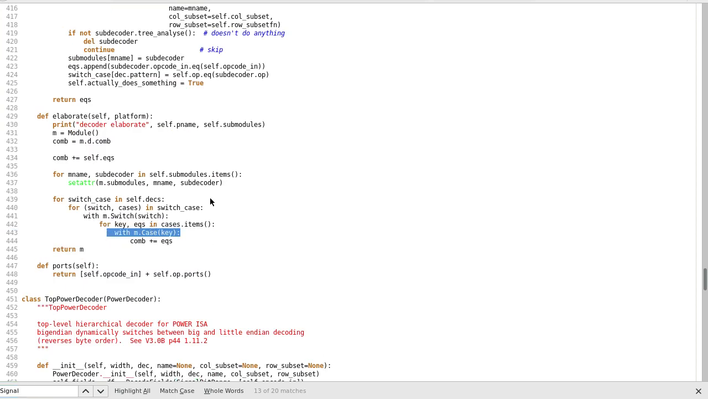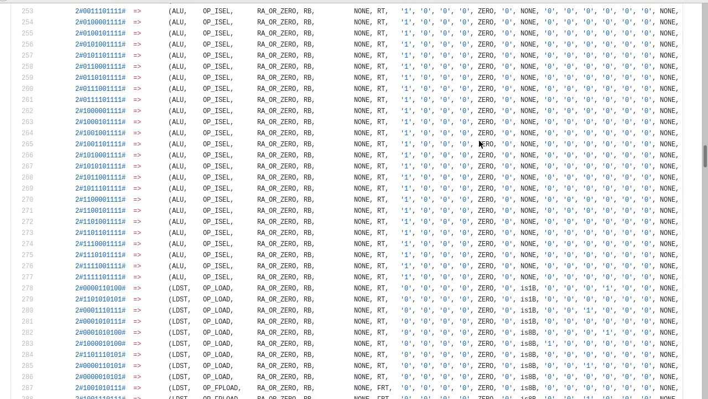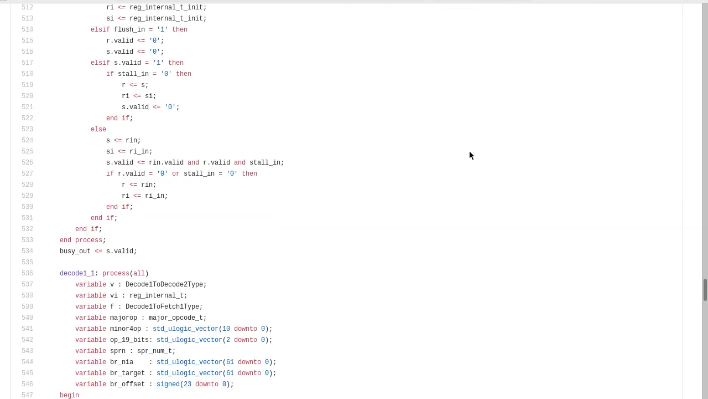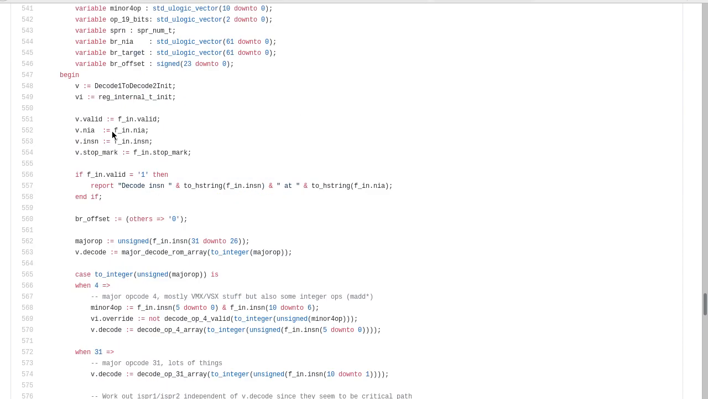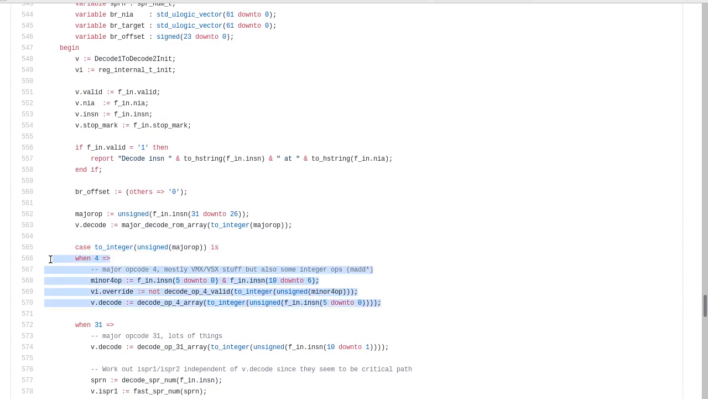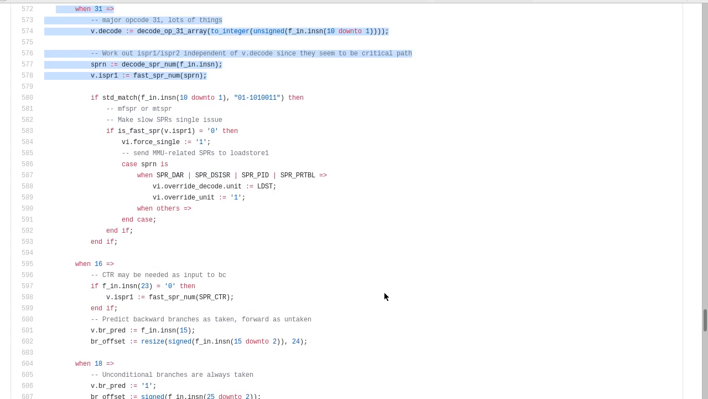But can you see we've done this differently? Let's go back to the Microwatt one here. The normal way that you would do this is you would lay it out with a massive series of switch and case statements. Here's your top level case statement, line 565 in Microwatt's decode1.vhdl. Case to_integer of the major op. When 4, do further decoding. When 31, do further decoding, etc. So when 16, 18, etc.